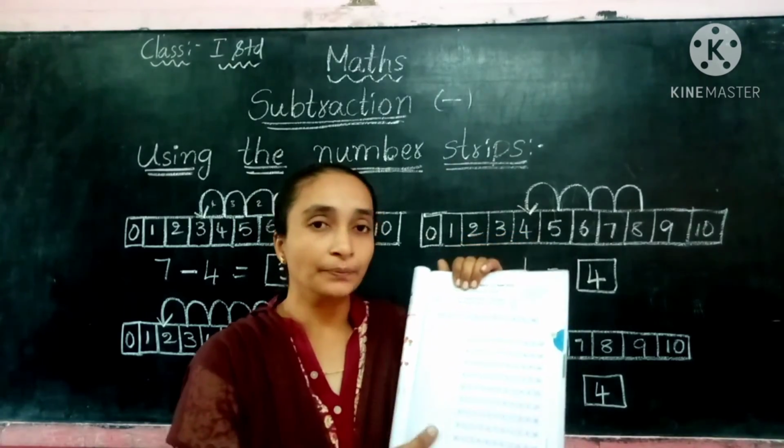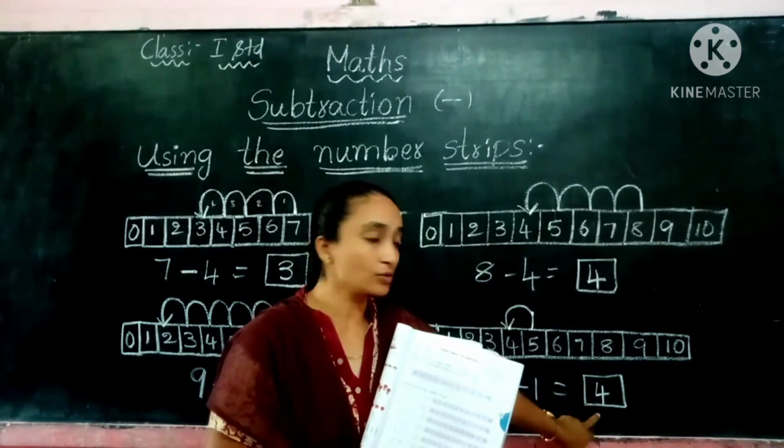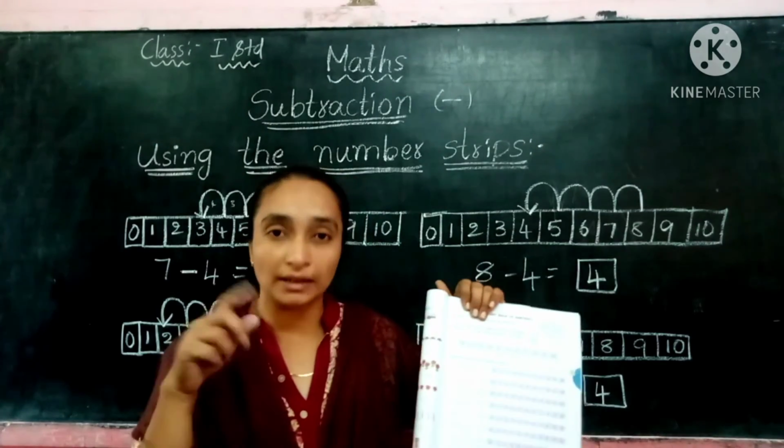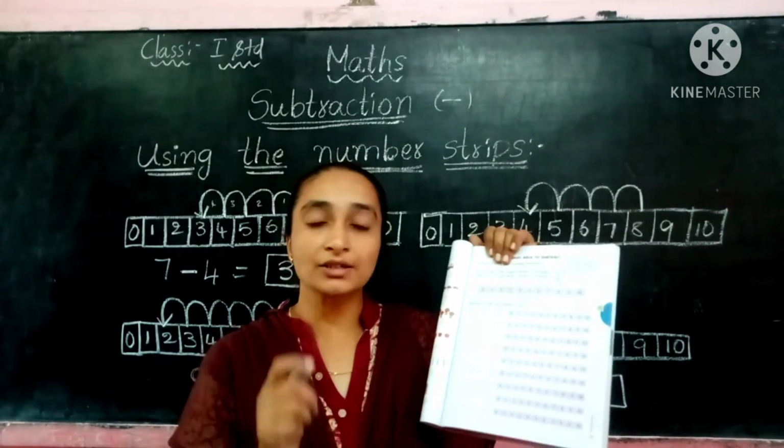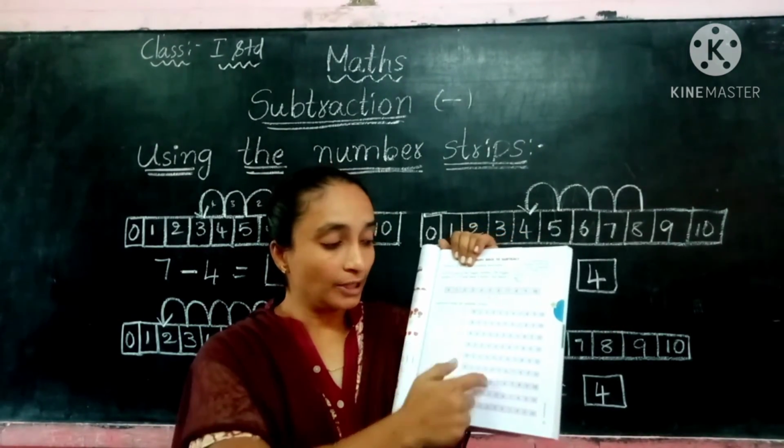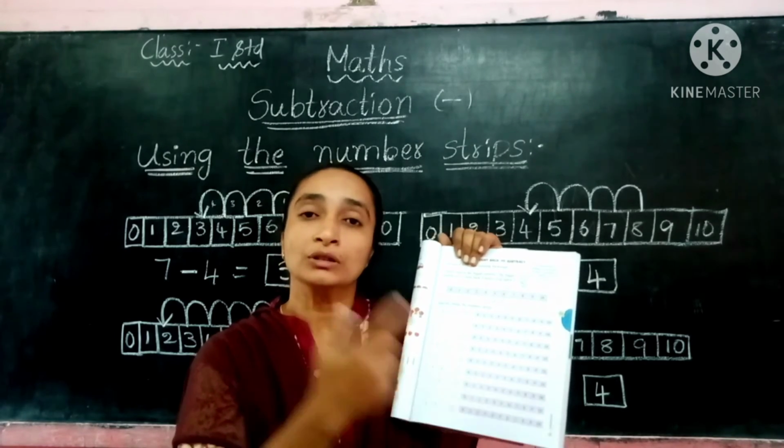Here they have a circle. So like this, they have given the answer. I used a square box, but here they have given a circle for you. So children, you have to write the answers in the circle. And by using subtraction we have to do the number strips.